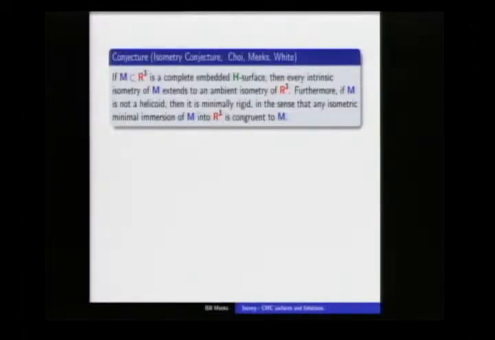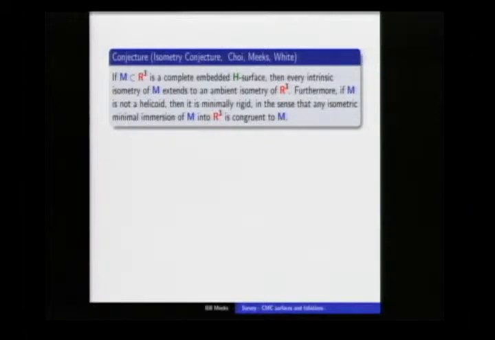Okay, so here's that conjecture. If M in R3 is a complete embedded H surface, then every intrinsic isometry of M extends to an ambient isometry of R3. A lot of people here are interested in homogeneous spaces. It's not true in homogeneous spaces in general, so this is really something about R3. Furthermore, if M is not a helicoid, then it's minimally rigid in the sense that any isometric immersion of the surface into R3 is congruent to that surface.